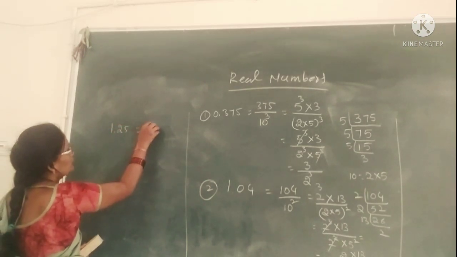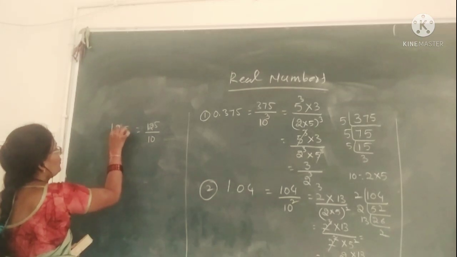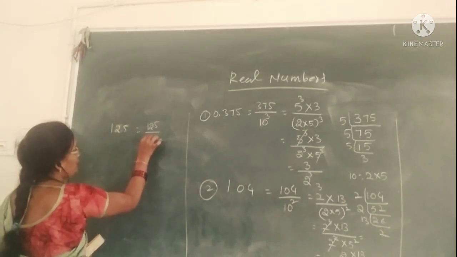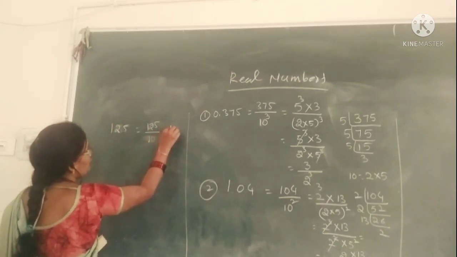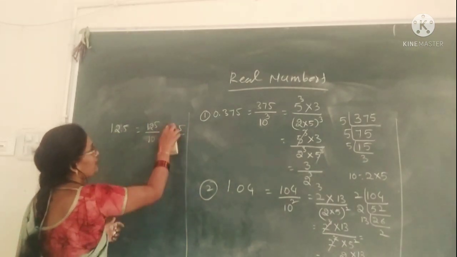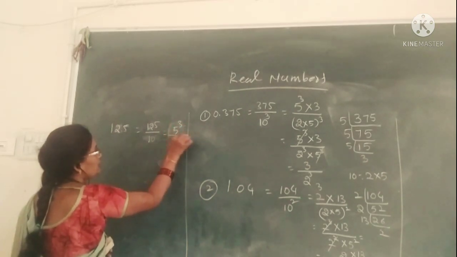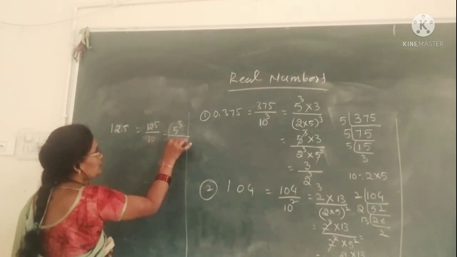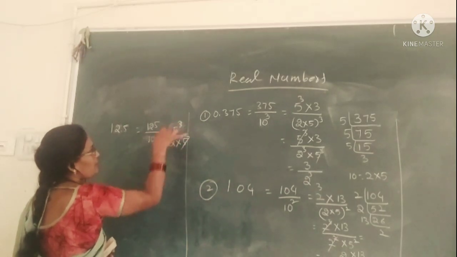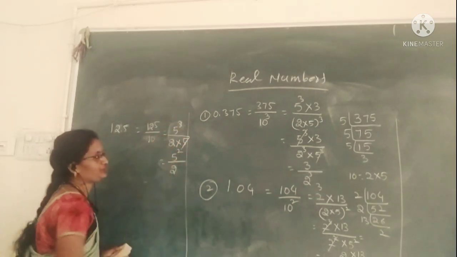So 1.25 is equal to 125 by 100. Sorry, 12.5, take it 10. So 125 we can write as 5 to the power of 3, so 5 to the power of 3 by 2 into 5. Then cancelling the 5, we get 5 square by 2.